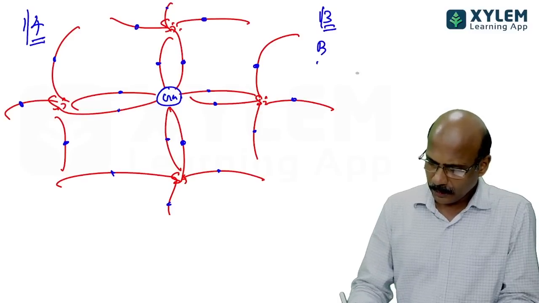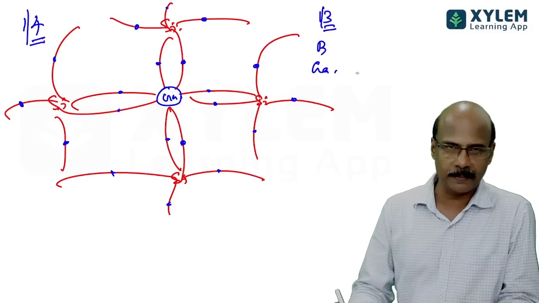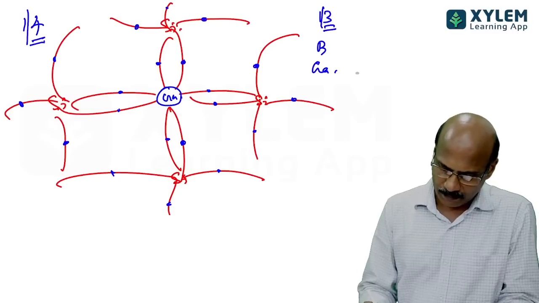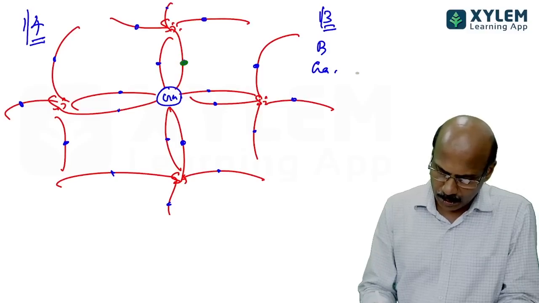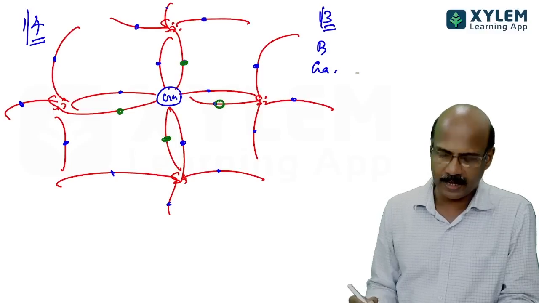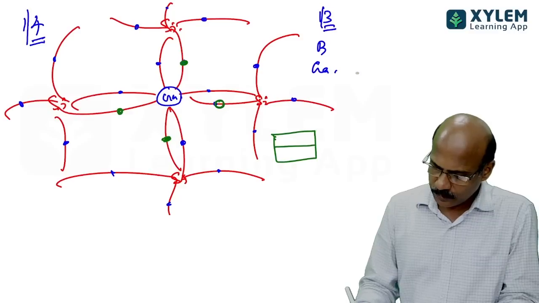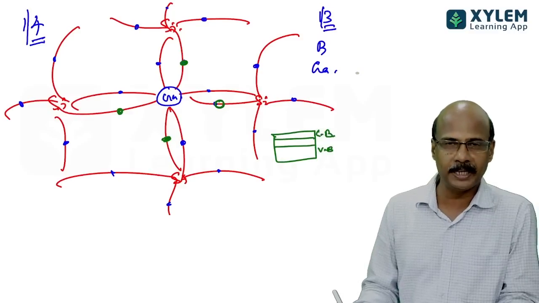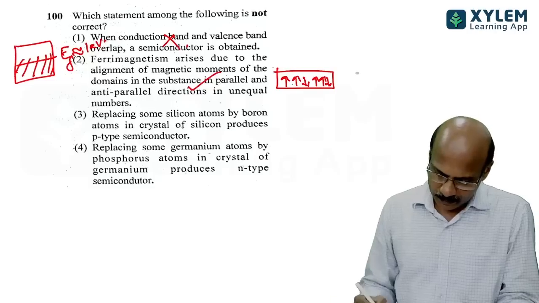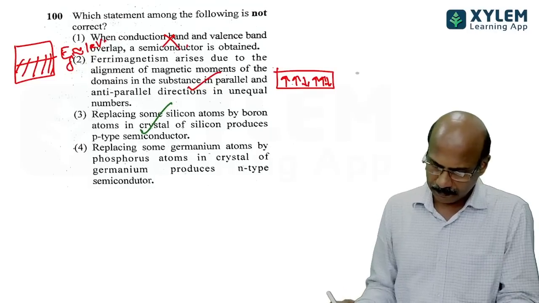So you have valence electrons 3. The 3 electrons in the valence shell now occupy there. As a result, you can expect what? There is 1, 2, 3 electrons, so there is a vacancy in the valence shell. A lot of positively charged holes develop in the valence band so that you will get a p-type semiconductor. So the statement given here is correct.